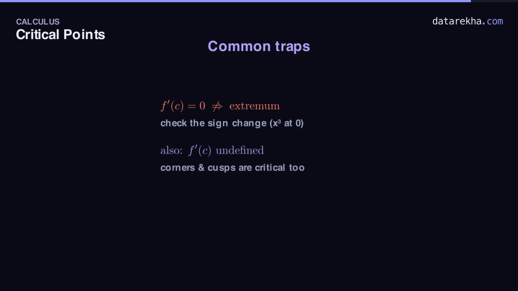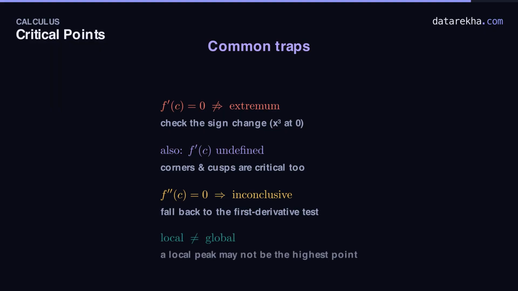Trap 2, hunting only where the derivative is zero. Critical points also live where the derivative is undefined. Corners and cusps. Miss those, and you can miss a genuine minimum. Trap 3, trusting the second derivative test when the second derivative is zero. It tells you nothing there. Go back to the sign of the first derivative. And trap 4, confusing local with global. A local maximum is only the highest point nearby. Somewhere else, the function may climb higher still. Local is what these tests find. The global picture is the next lesson.